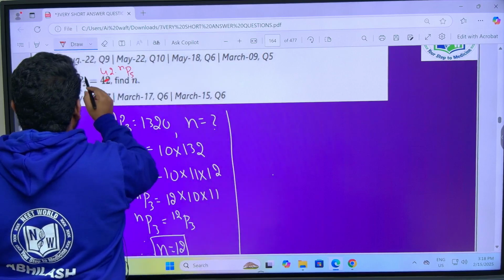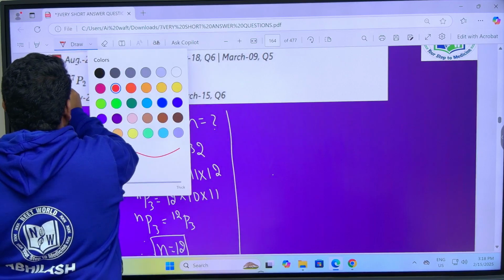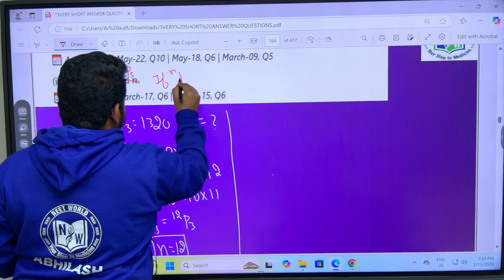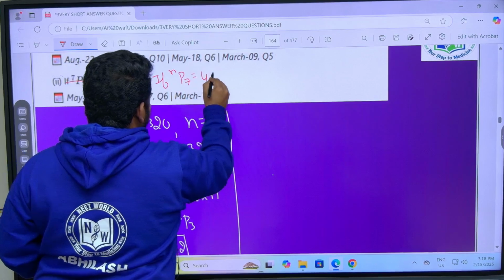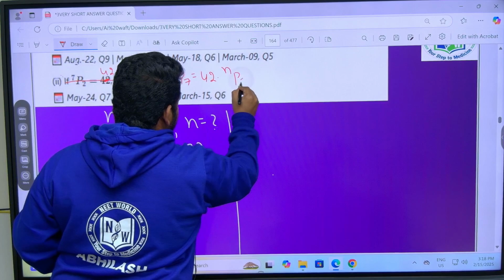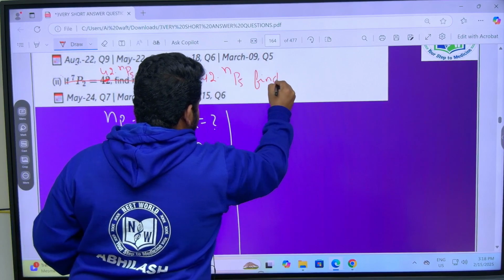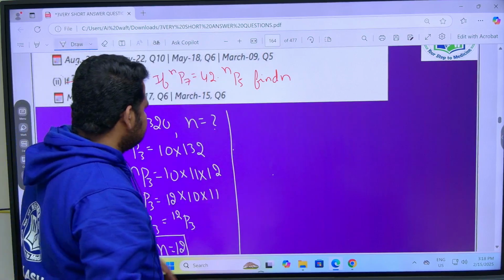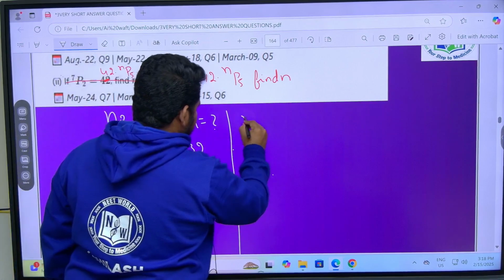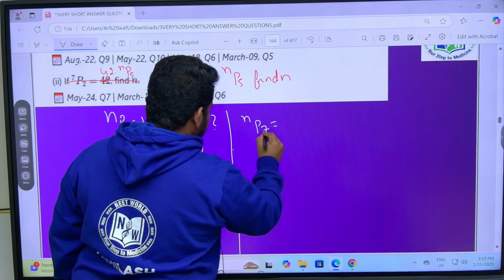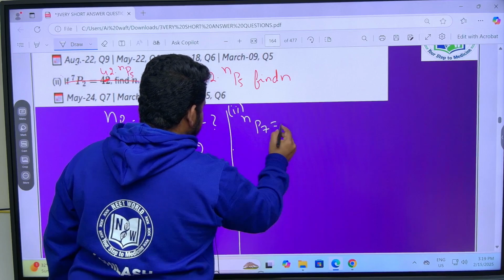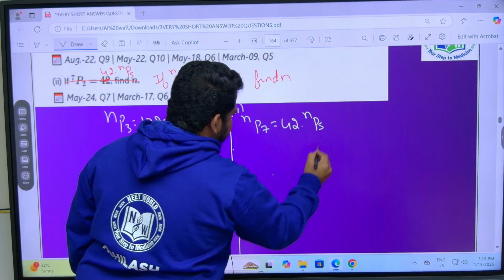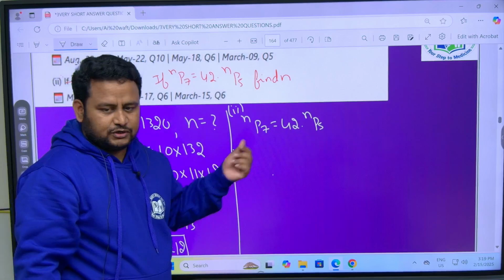So the question is: if nP7 is equal to 42 into nP5, find n. This is the question, friends. So what can I write now? Let us take this. nP7 is equal to 42 into nP5, this is the second question we are solving.